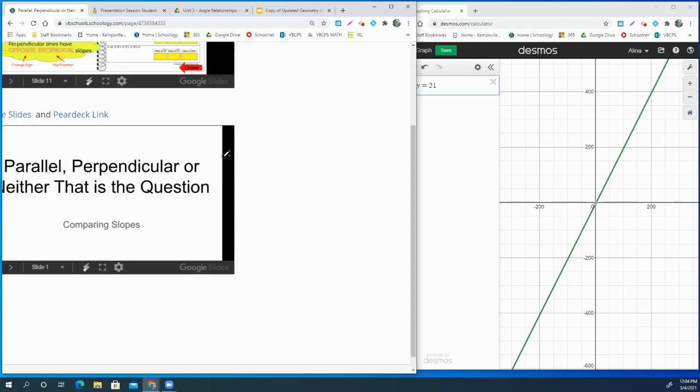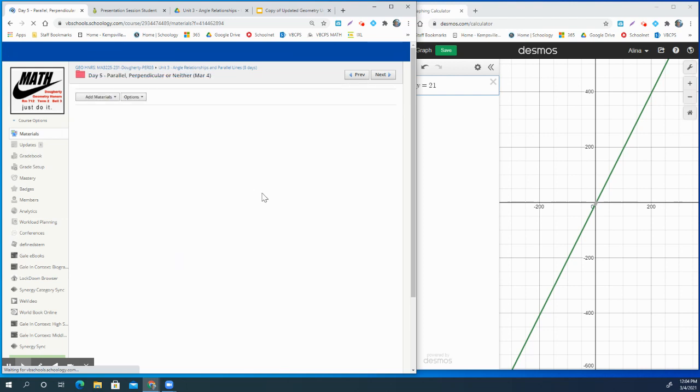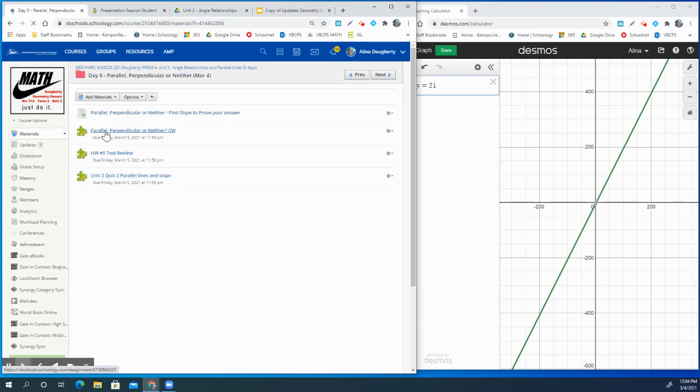What I want you to do now, there are 3 green puzzle pieces. You do not have to do all 3 of them. I want you to choose 2 of the 3 green puzzle pieces to do today. And I'm going to give you the next 30 minutes to do them. So parallel, perpendicular, neither has, I think, 18 questions. Test review has 13 questions and the quiz has 9. You need to do any 2 of the 3. If you do all 3, then you'll get extra credit.